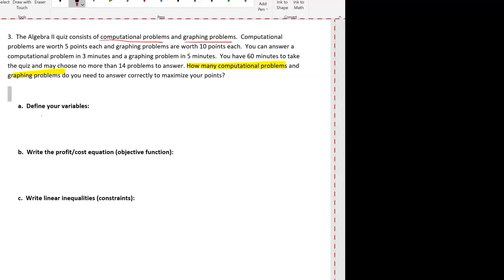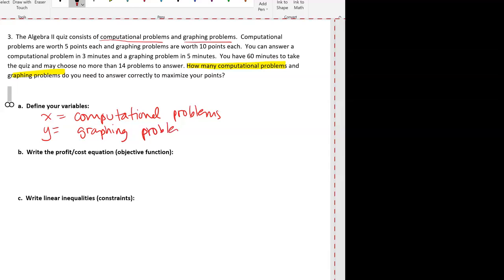So define your variables. So let's just say x is the number of computational problems, and then y will be the graphing problems. Okay, so you need the profit cost equation. So in this case, profit is number of points. Okay, so think of this, you want to earn the highest score on the quiz you can.